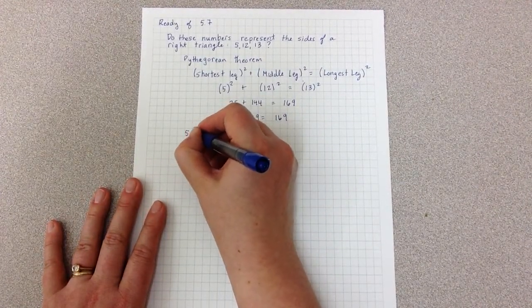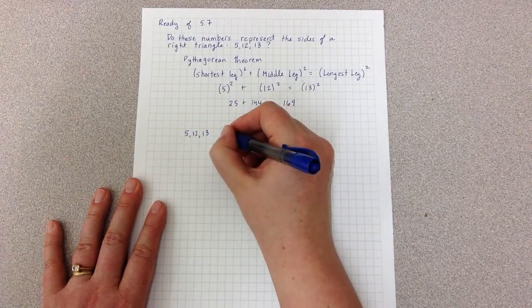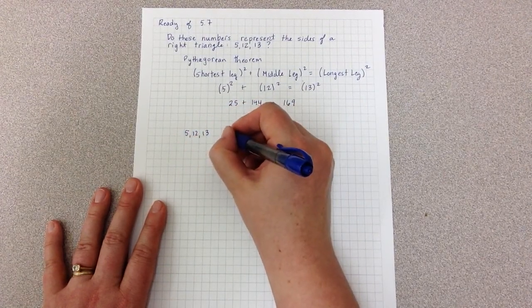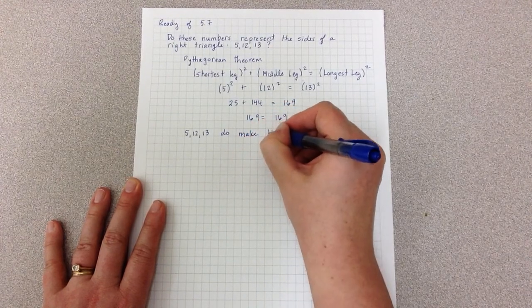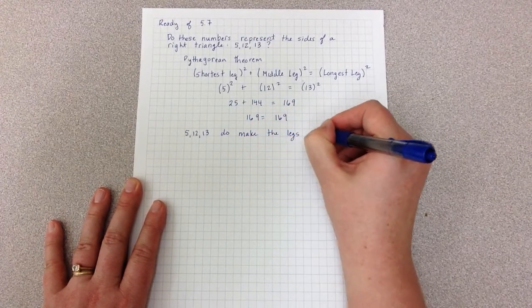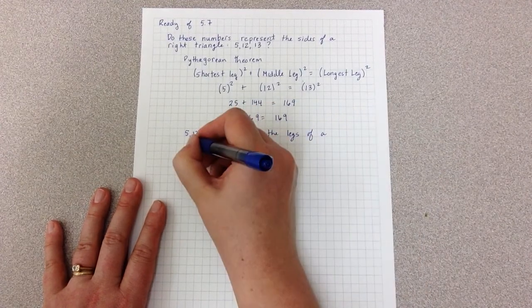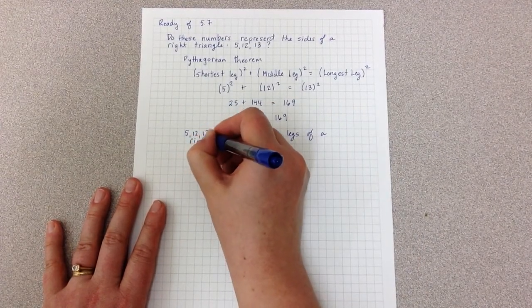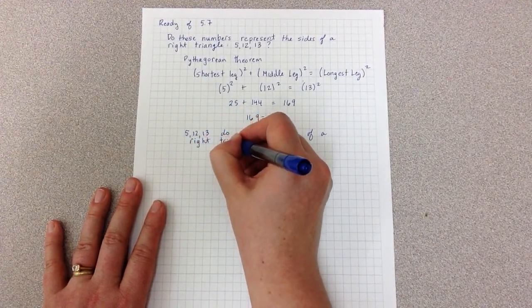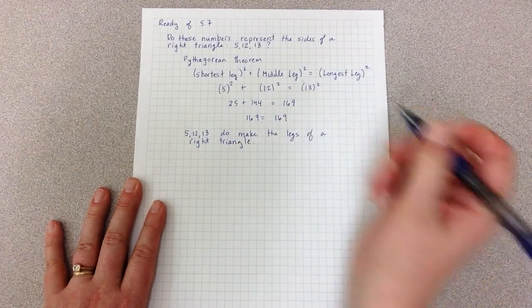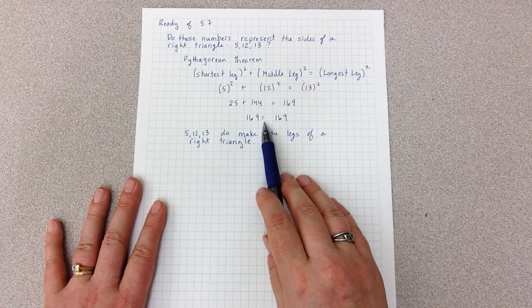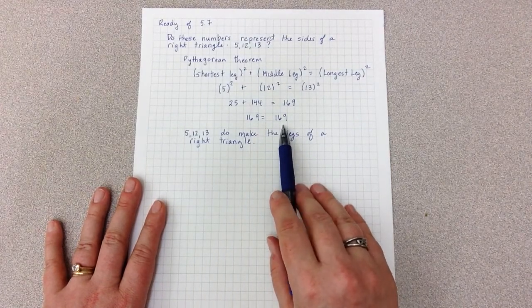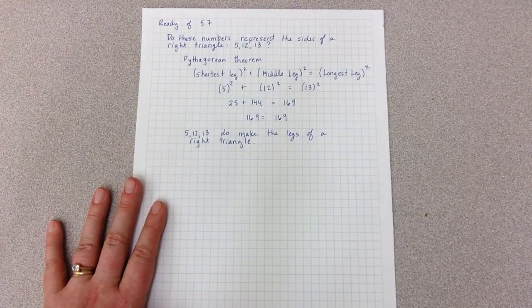So 5, 12, 13 do make the legs of a right triangle. If you didn't get a true statement, if you got that 169 does not equal 170, then that would not be a right triangle. That's the only difference.